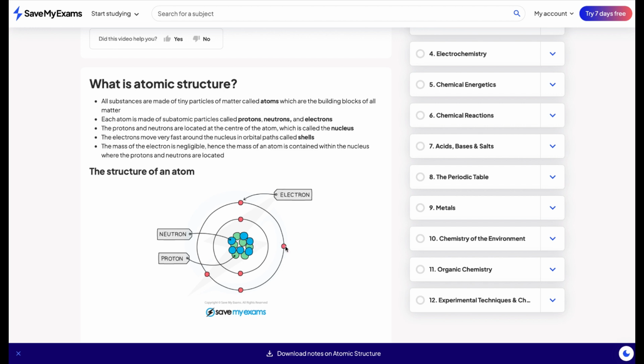It's very small, 1 over 1,840, or 1 over 1,850, or precisely 1 over 2,000. The mass of an electron is very small. It's very negligible. So that's why we say the mass of the whole atom is mostly what is inside the nucleus, because the mass of this one is negligible. It's close to 0.